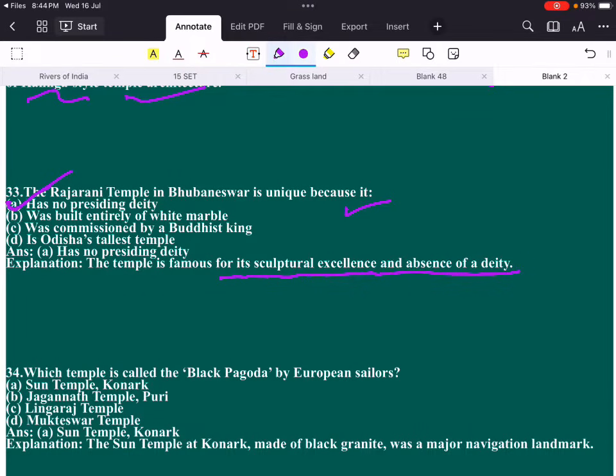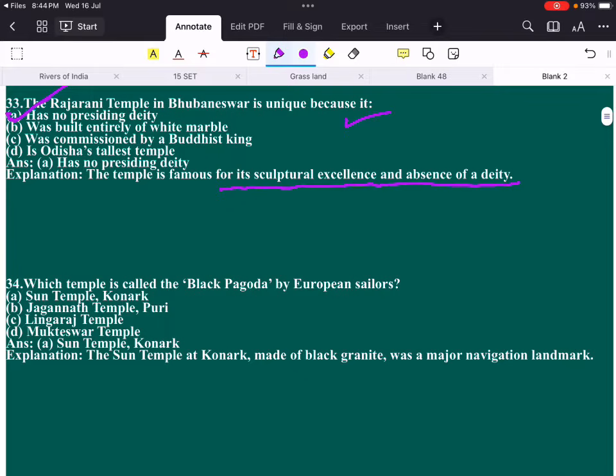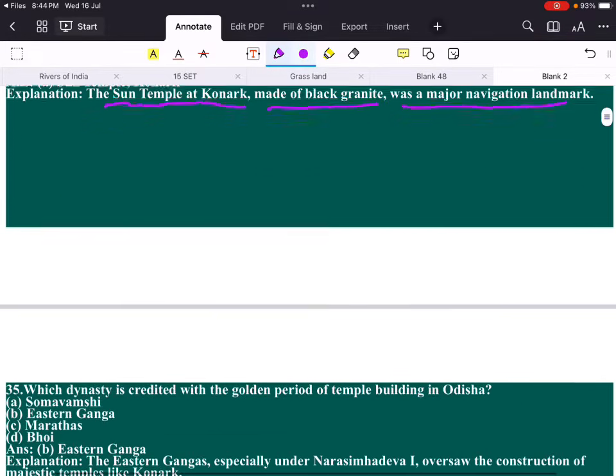It is Rajarani temple. Which temple is called Black Pagoda by European sailors? That is Konark Sun temple. Option A is the correct answer. The Sun temple at Konark, made of black granite, was a major navigation landmark.